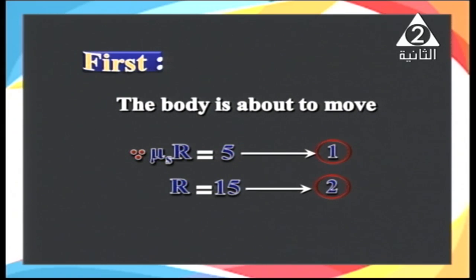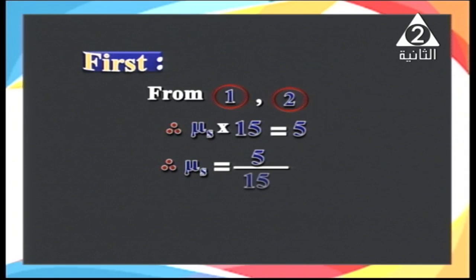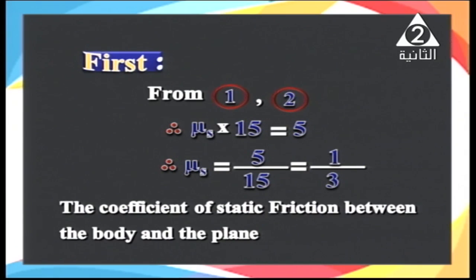By substitution from 2 into 1, mu s equals what? Mu s times 15 equals 5. Then mu s equals 5 over 15, equal to 1/3. Then the coefficient of static friction between the body and the plane equals 1/3. This is the first. Now we move to the second required.